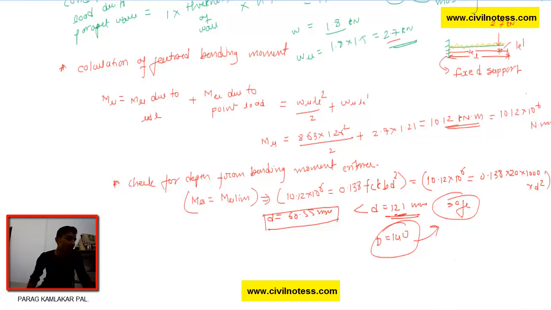Now for the further calculation, the design of the main steel, spacing and design of the distribution steel, and shear modification factor, it comes under part number 2.